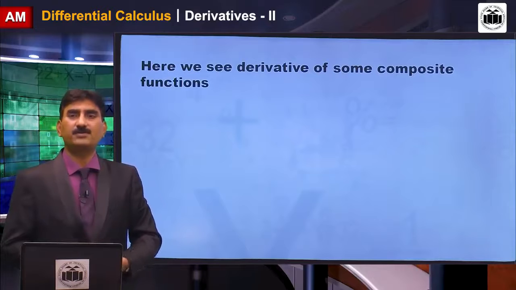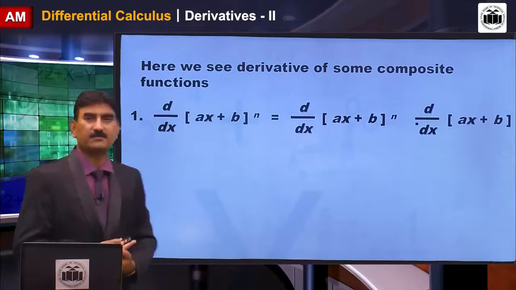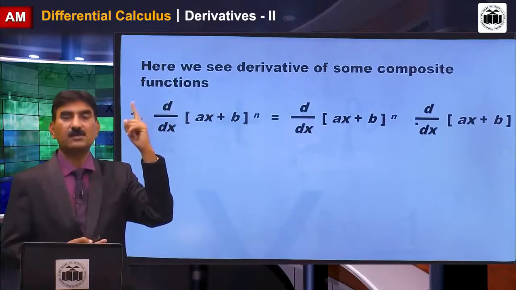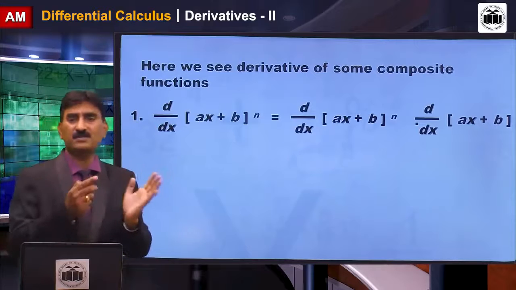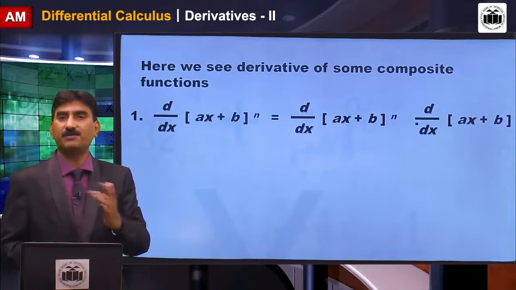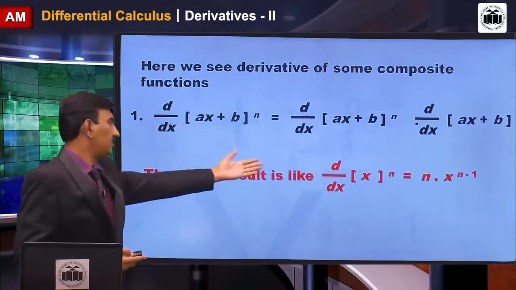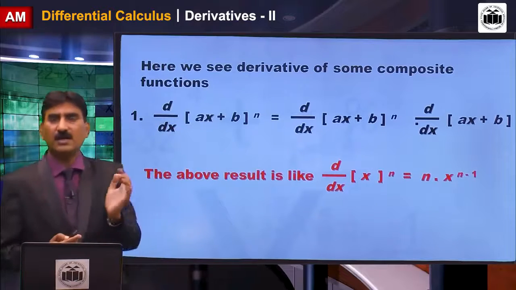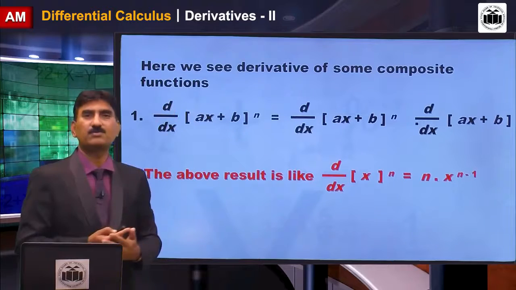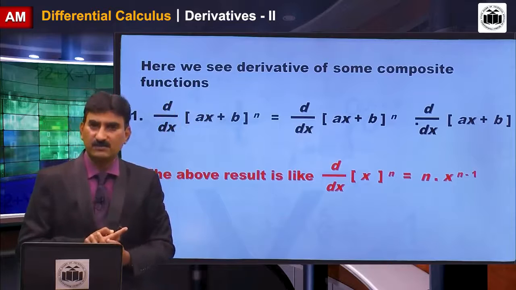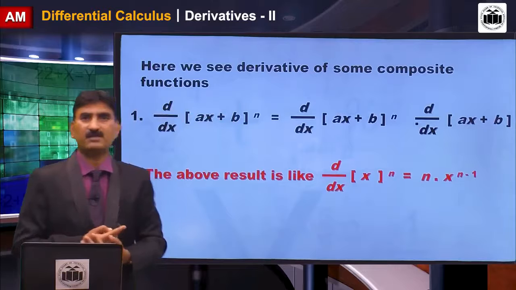Now here we see derivatives of some composite functions. d by dx of ax plus b raised to n. Remember, in the previous case, we found the derivative of x raised to n. Now what is the difference between the derivative of x raised to n and the derivative of ax plus b raised to n? For comparison, I am writing down here the derivative of x raised to n. x raised to n is a simple function, and ax plus b raised to n is a composite function. The coefficient of x in the previous one is 1, and here the coefficient of x is other than 1.